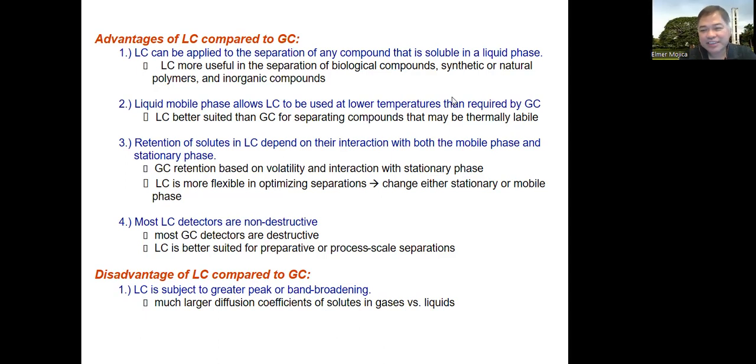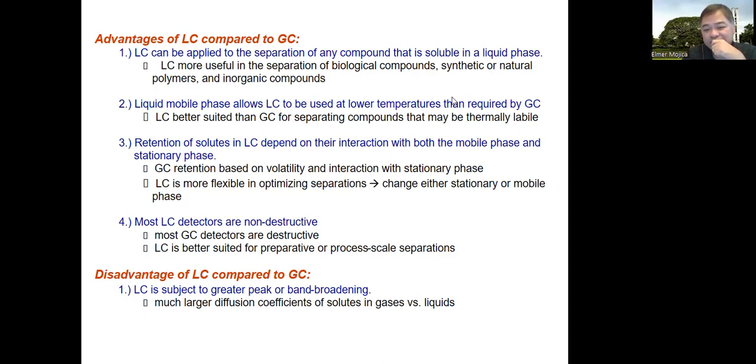When we're talking about non-destructive, you can recover your sample. Once it has passed through the detector, you can recover your sample for further use. But if it's destructive, it's destroyed. When it passes through the detector, it's gone. You cannot use it anymore. But with LC, sometimes you can just collect them. If you see the peak, I can collect with that one. In fact, one way that they collect some of these compounds is using LC, the one that they use on a large scale.